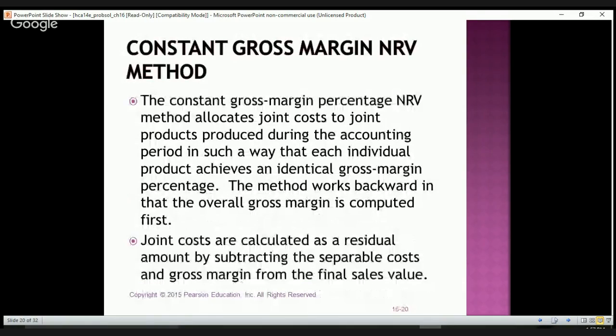The constant gross margin percentage NRV method allocates joint costs to joint products produced during the accounting period in such a way that each individual product achieves an identical gross margin percentage. The method works backwards in that the overall gross margin is computed first. Joint costs are calculated as a residual amount by subtracting the separable costs and gross margin from the final sales value.